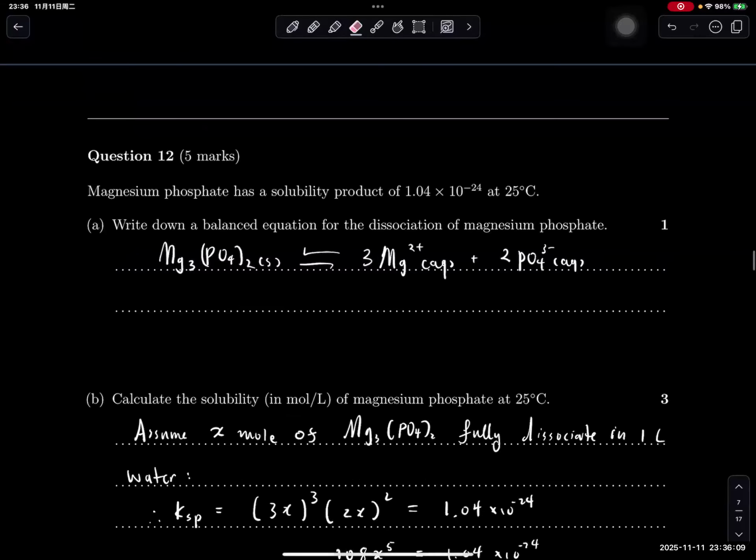Question 12. Magnesium phosphate has a solubility product of 1.04 times 10 to the power of negative 24 at 25 degrees Celsius. Write down a balanced chemical equation for the dissociation of magnesium phosphate. Okay, it's pretty trivial. Just keep track of the molar ratios.